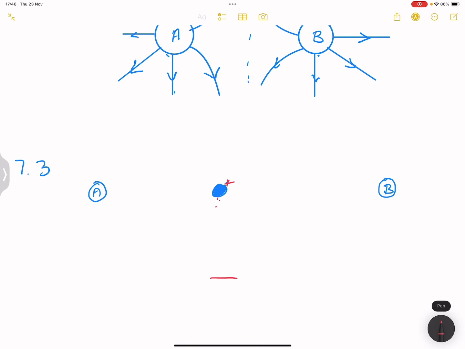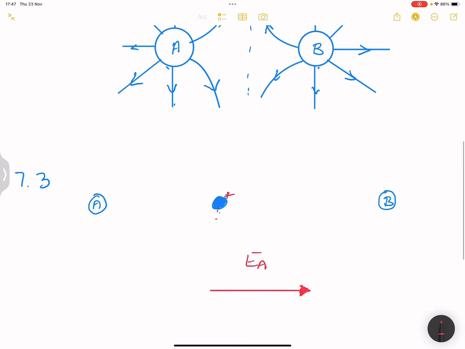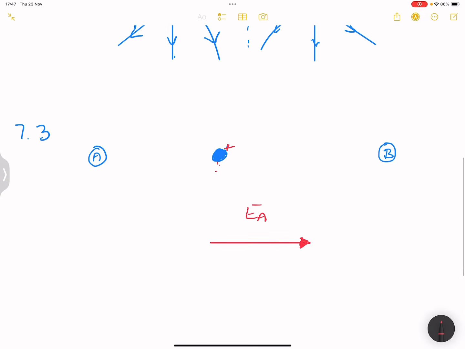All right, so I know that A would push this guy away, so the field due to A is in that direction. But what would B do? If you look at B, also positively charged, what would B do? It would actually push this the other way, and the distance between P and B is much bigger, meaning the field would actually be smaller.